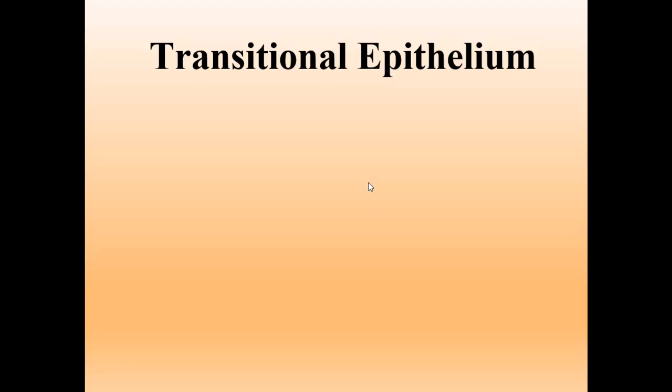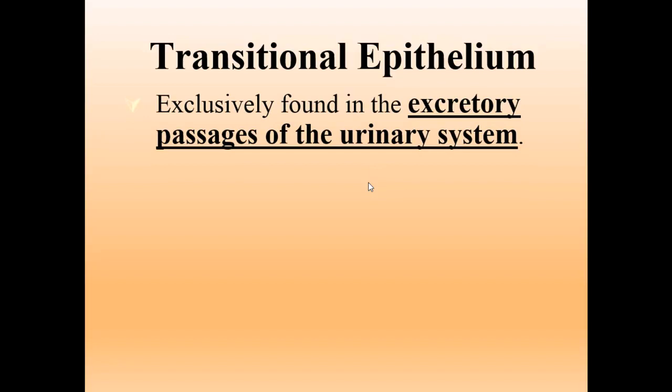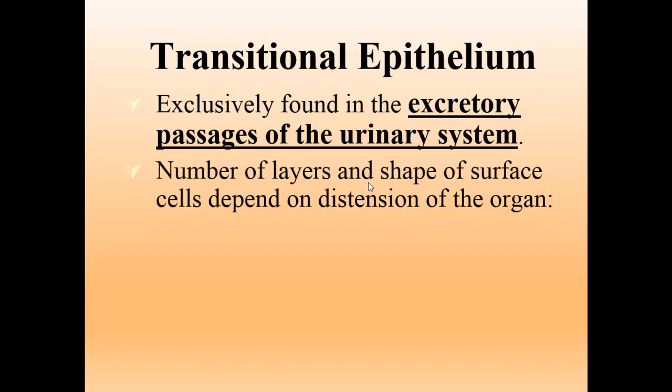Transitional epithelium, the key word here is transition. Transition means change. The key feature of this epithelium is change. It is a type of stratified squamous epithelium, but it is called transitional because it can change. This type of epithelium is found mainly and exclusively in the excretory passages of the urinary system, like the ureters, the urinary bladder, and part of the urethra. It is called transitional because it can change in the number of layers or the shape of the surface cells, depending on the distension of the organ.